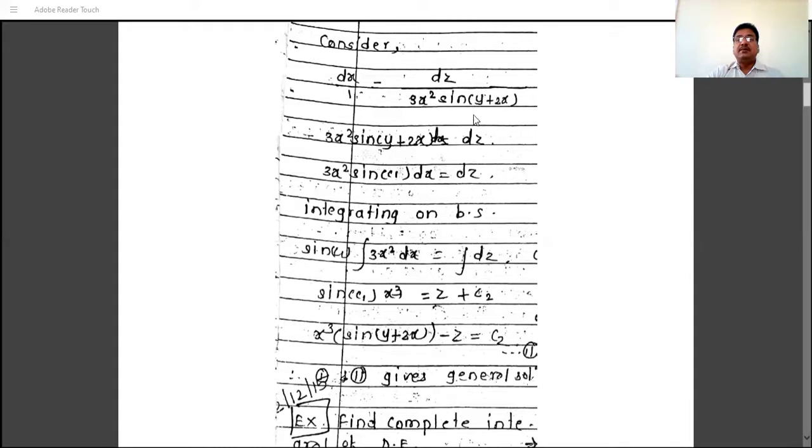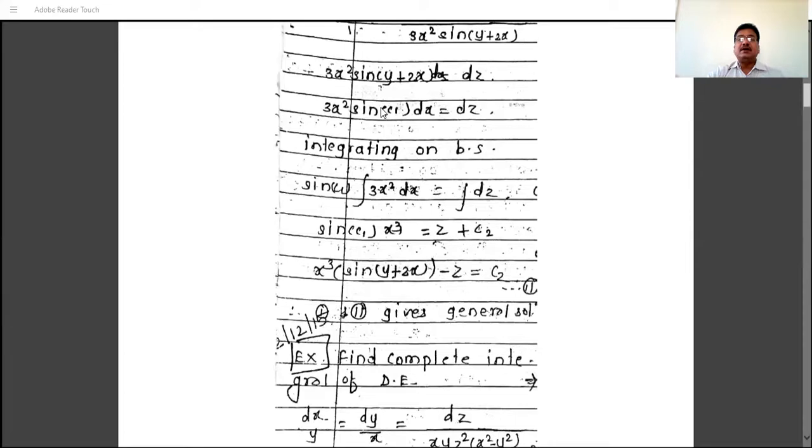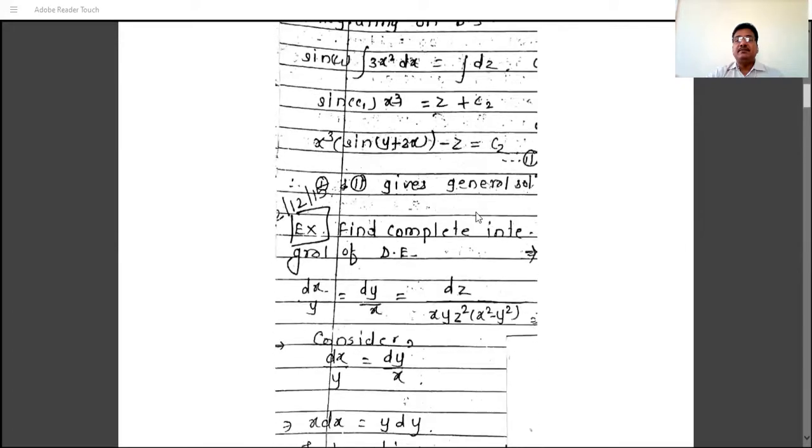So substitute y plus 2x as c1, and then separate the variables. We have 3x square sin c1 dx is equal to dz. Then integrating. So this sin c1 is now a constant quantity, and the integration of x square is x cube by 3. So the 3 cancels, and therefore we have x cube is equal to the integration of dz, which is z plus c2.